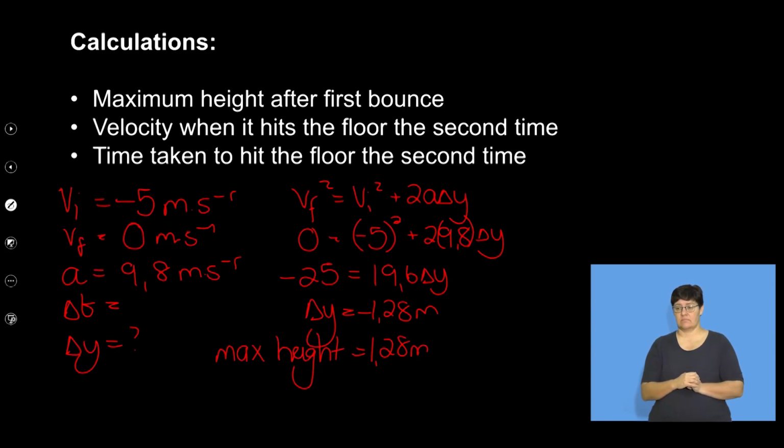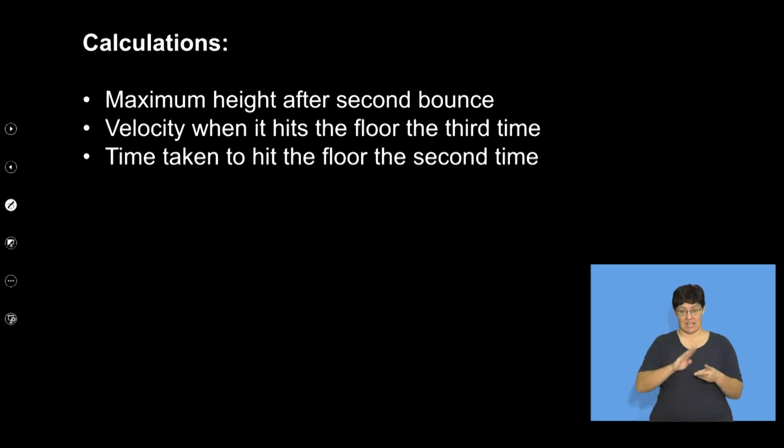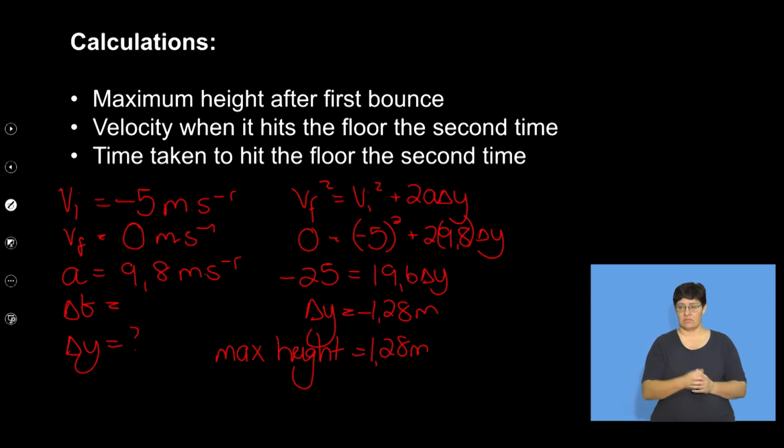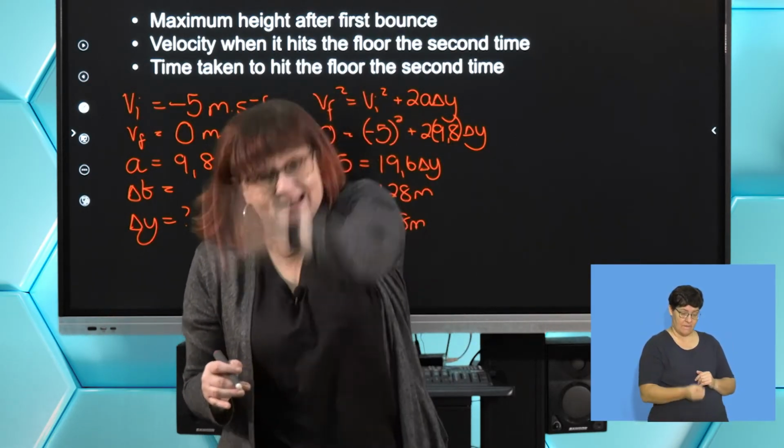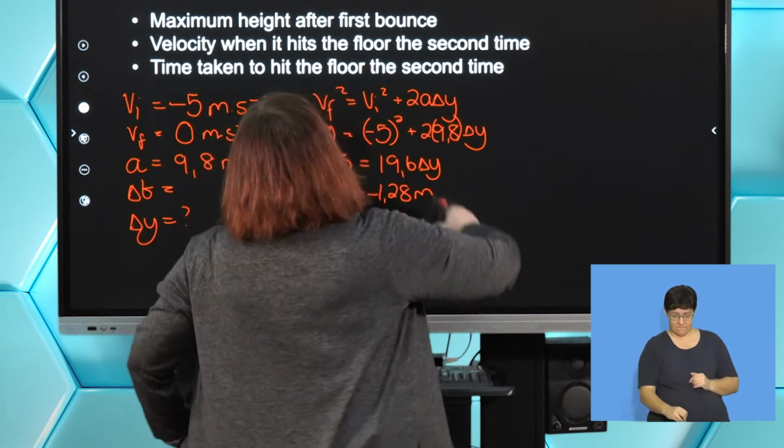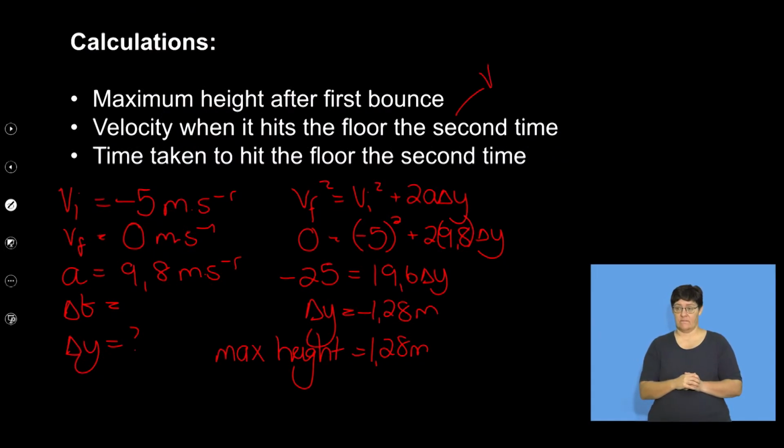We want the velocity when it hits the floor for the second time, so that's the next thing, oh, that's the third time, so let's just go here. Velocity when it hits the floor for the second time. Well, this one's not a calculation, okay? It left the floor at 5. It's going to hit the floor at 5. So that velocity is going to be 5. Straightforward.